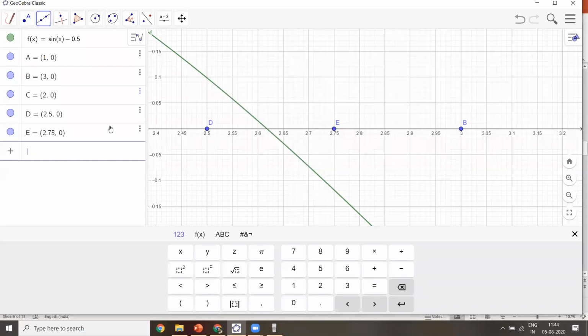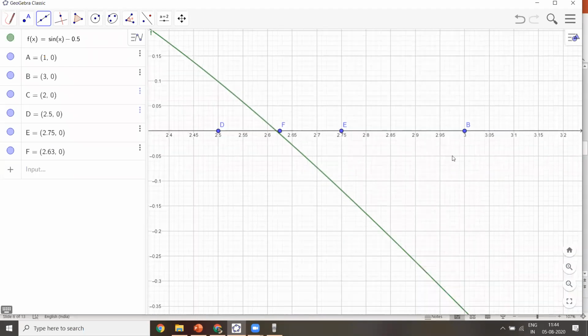Okay, so 2.75 plus 2.5 divided by 2, we got 2.625. So F point becomes 2.625 comma 0. Okay, so this is my root. See, you can see, we are almost going closer to the root. Now I'll zoom out.